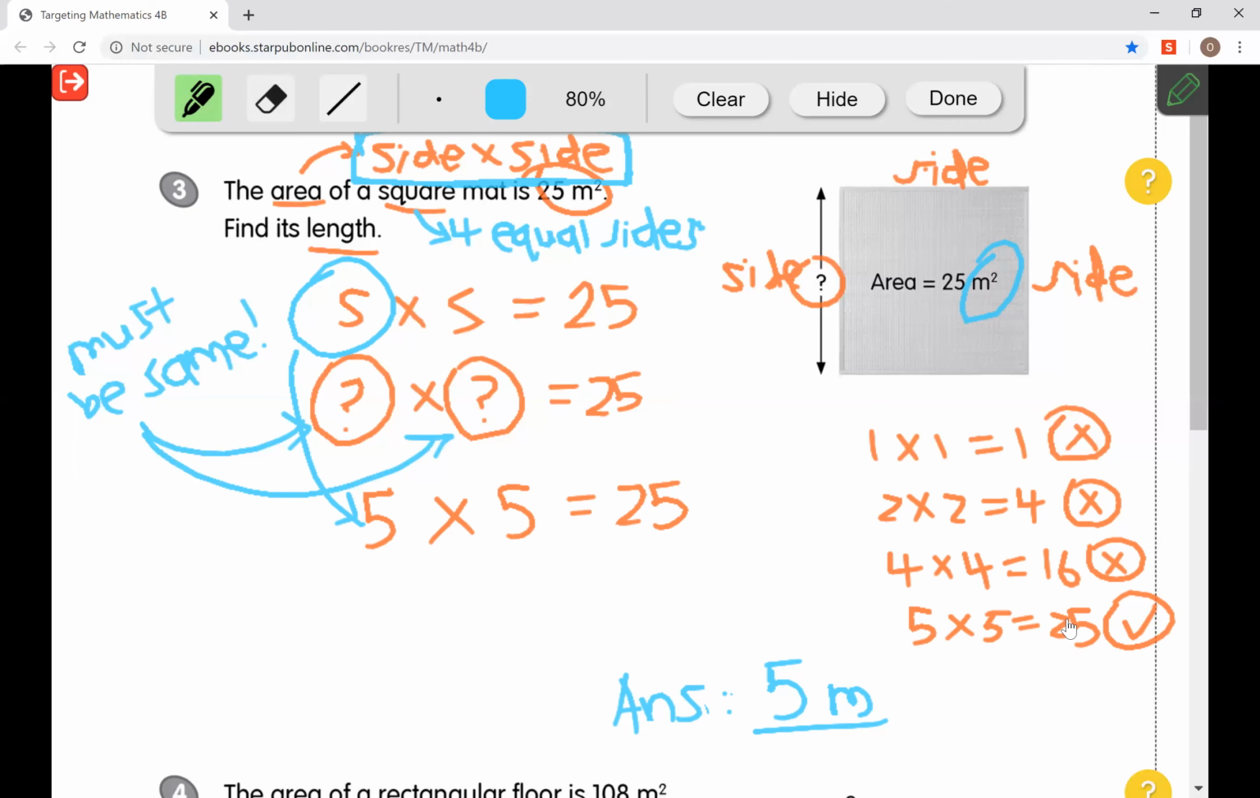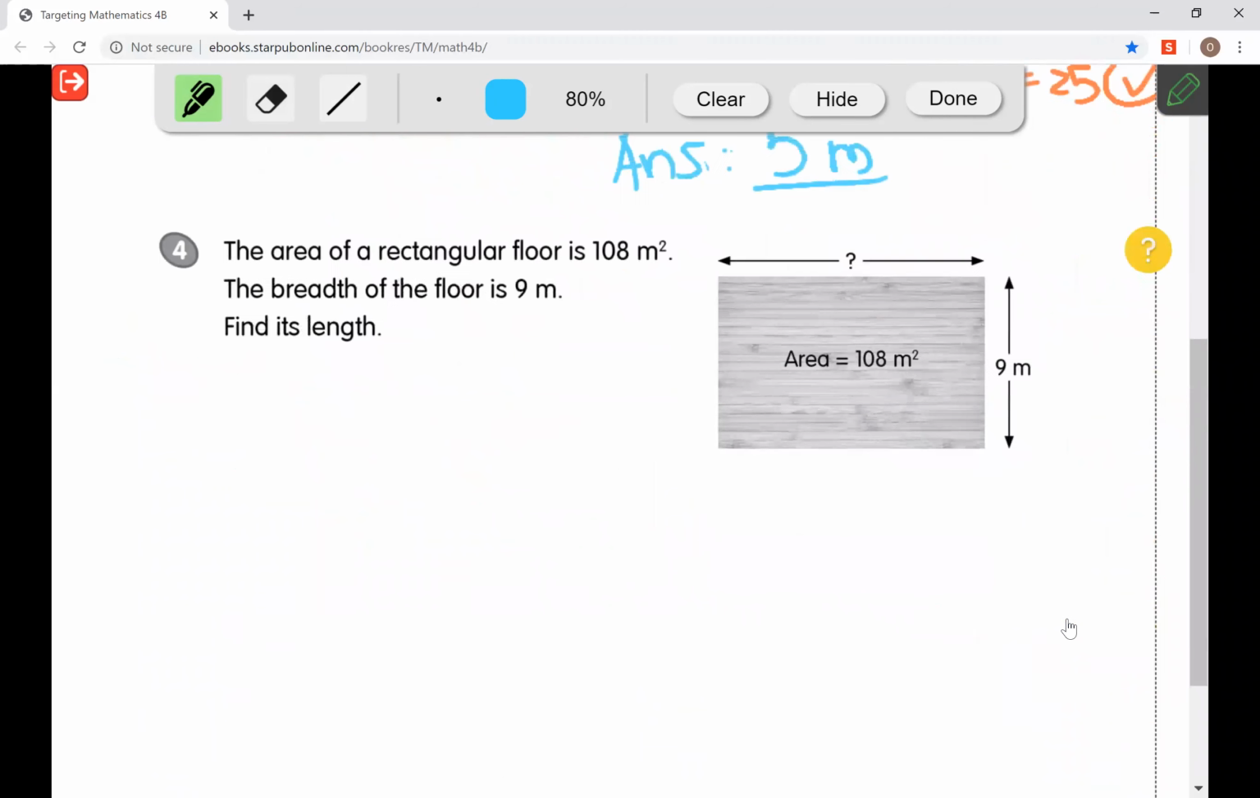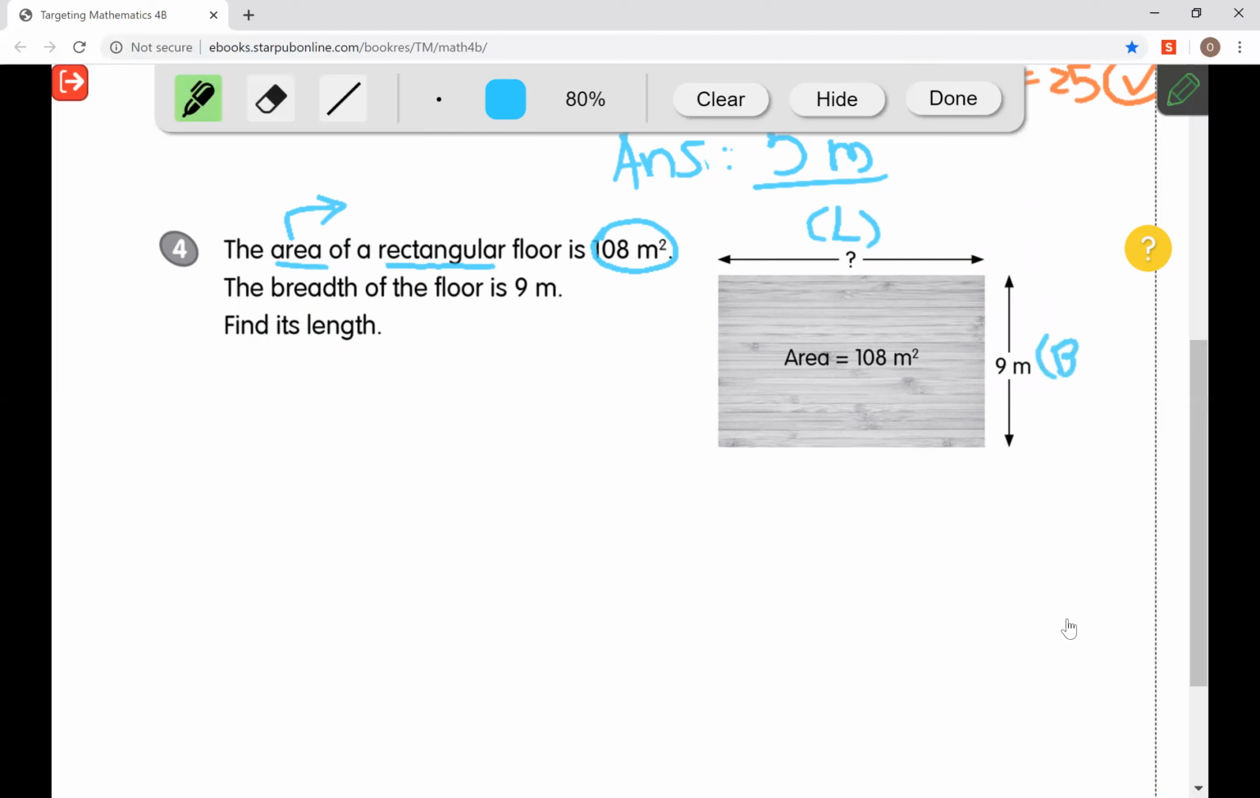Now moving on to the last question. The area of a rectangular floor is 108 square meter. So the area of a rectangle, instead of side times side like a square, is L times B, length times breadth, because the rectangle does not have equal sides like the square. So the area is L times B. And the breadth is 9 meters, so we need to find the length.